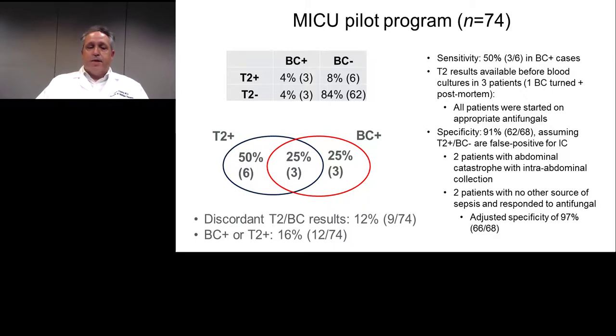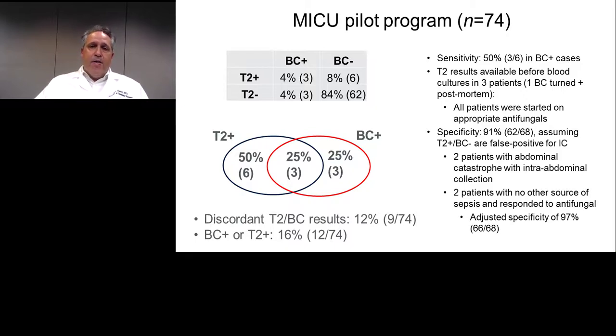The specificity in our early experience was 91%, but that assumes that those T2 positive blood culture negative results are false positive for invasive candidiasis. If you drill down, though, and you look at the patient level data, in 2 of those patients, they in fact had an intra-abdominal infection. It was not drained, but it was entirely plausible that these patients had intra-abdominal candidiasis.